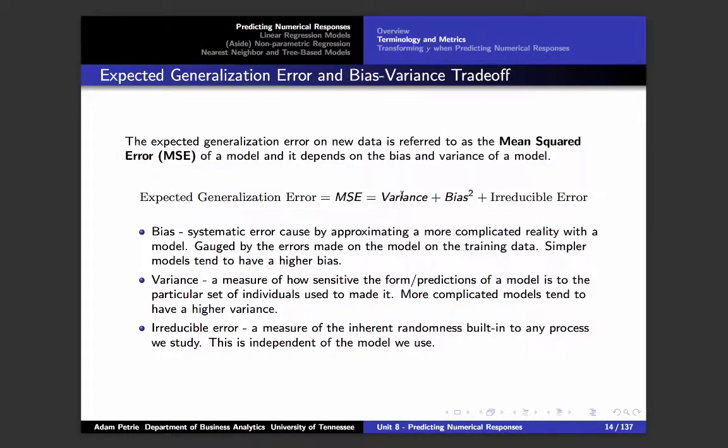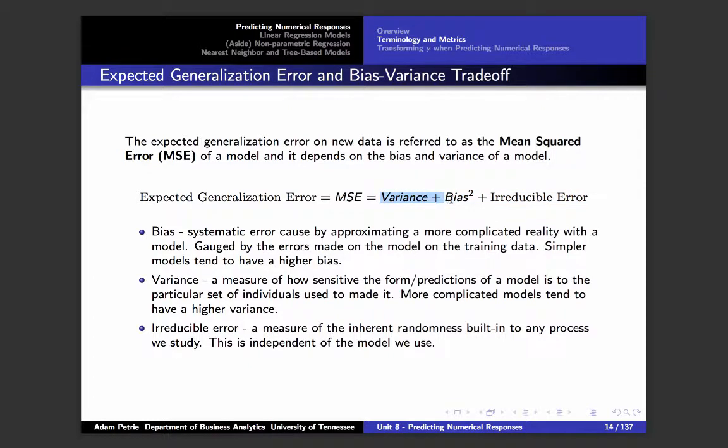We've talked about that the estimated generalization error of any model can be split up into three components: the variance of the model, basically how sensitive that model is to the particular set of individuals that happen to be in the training data; the bias of the model, and that's the systematic error that's induced by using a model to approximate a more complicated reality; and then the irreducible error. It's a measure of the inherent randomness of the process we're trying to study. Things are never perfectly predictable no matter what model that we use. There's always going to be some sort of uncertainty left over. No model can do anything about it.